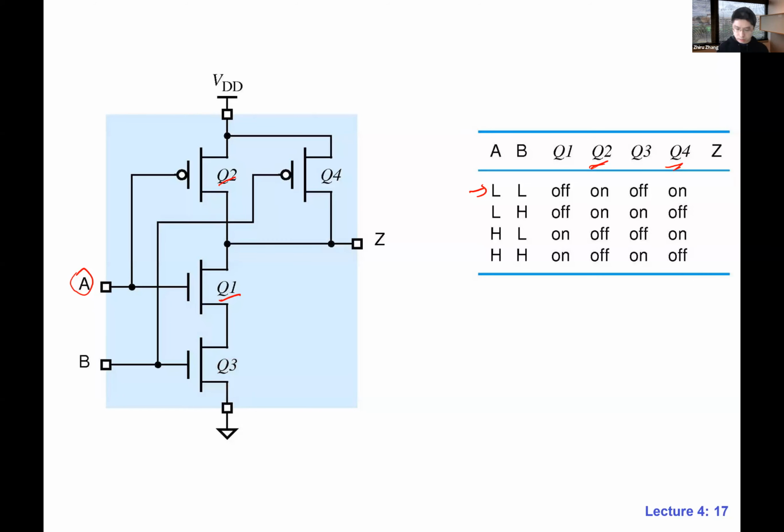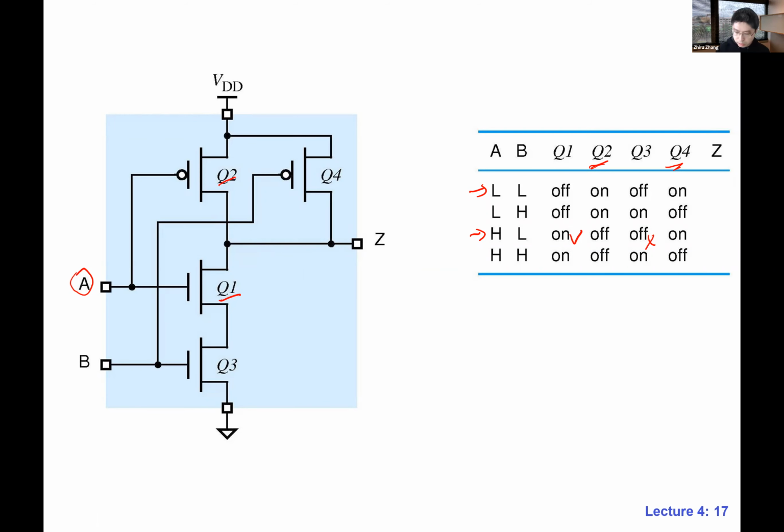Let's look at this row. When A is high and B is low, which transistor is on? Q1 is on, but not Q3. That means this path is not conducting. For a series structure, we need both of these to be on. Make sense? All right, so that's that.